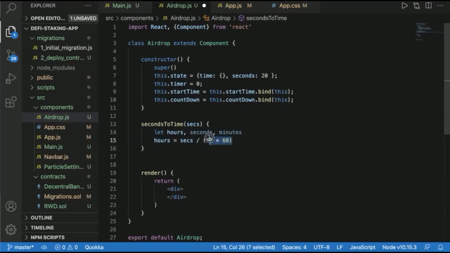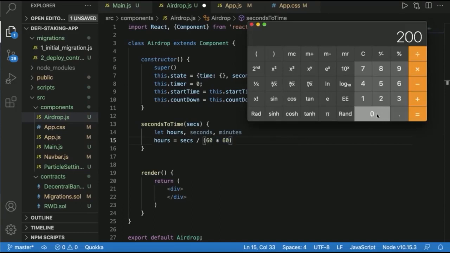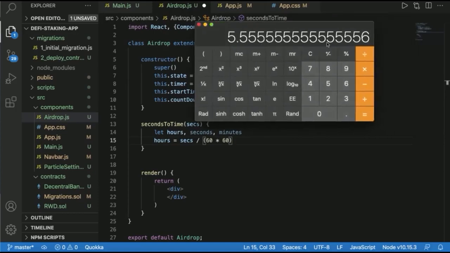Okay, and this would be great. This would actually work perfectly if it wasn't for one very important thing. And what is that one thing? Well, it's that if we do 20,000 seconds and we divide it by 3,600, we get this 5.555. We can't have that.